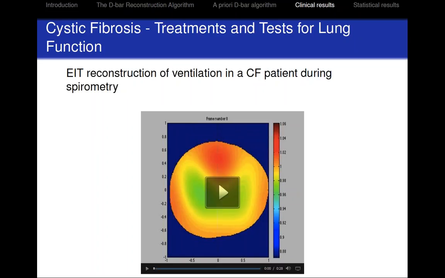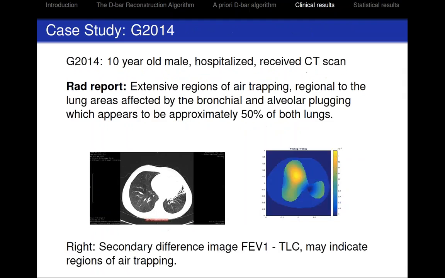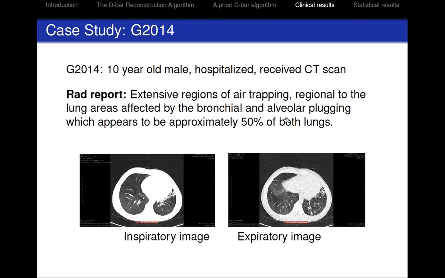Okay. So we segment those images and obtain our derived measures. Ooh, I didn't want to advance for me. Let's see. Yeah, okay. So two case studies. This subject, G2014, was a 10-year-old male who was hospitalized and received a CT scan. The radiology report showed that he had extensive regions of air trapping, approximately 50% of both lungs. These are his CT scans.